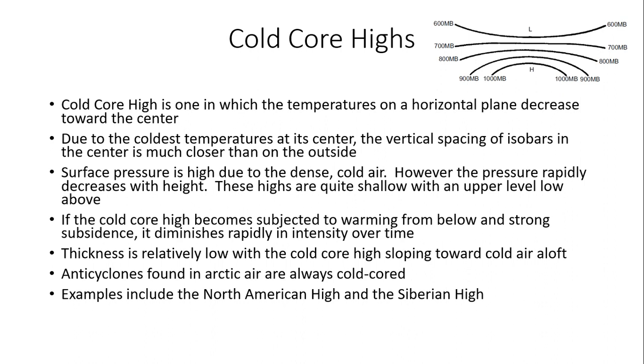Thickness is relatively low with the cold core high, sloping toward the cold air aloft. And anticyclones found in Arctic air are always cold core in this case. Examples include the North American high as well as the Siberian high in the wintertime. That's an example of cold core highs.